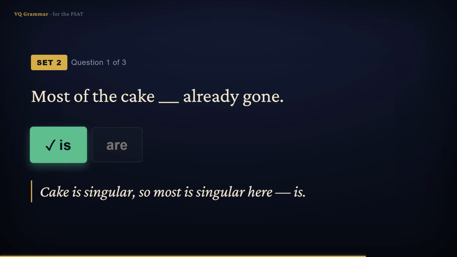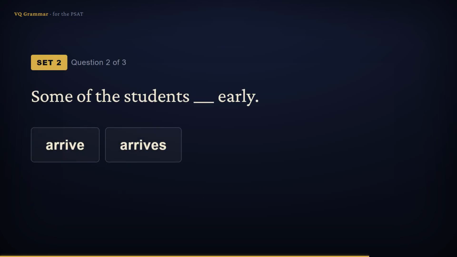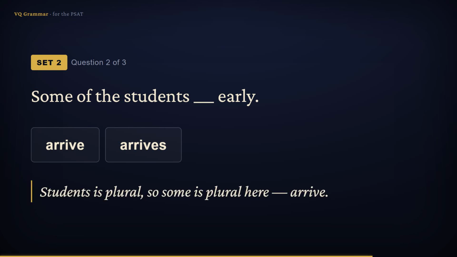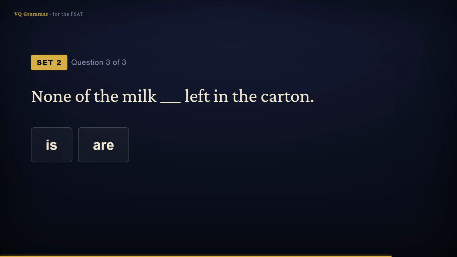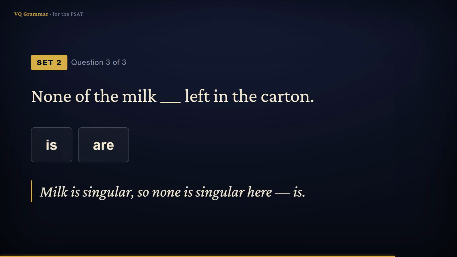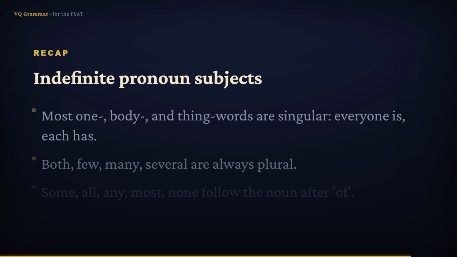So the answer is is. Some of the students blank early. Some is in the depends group, so look at the noun after of. That's students, which is plural. So some is plural here, and we use the plural verb, arrive. So the answer is arrive. None of the milk, blank, left in the carton. None is in the depends group, so check the noun after of. That noun is milk, which is singular. So none is singular here, and we use is. So the answer is is.